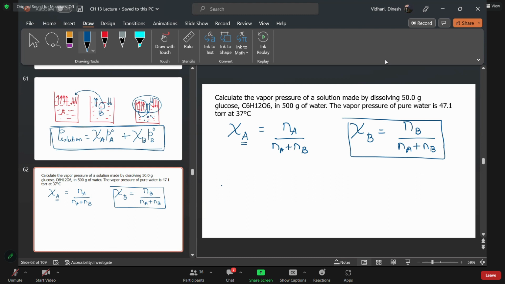Okay, but to find the mole fraction of A, you need to know the moles of A and moles of B as well. How do you do that? So I'm just going to write moles of glucose, which I will say is A. That's going to be equal to, you are given 50.0 grams, right? What's the molar mass of glucose, guys?